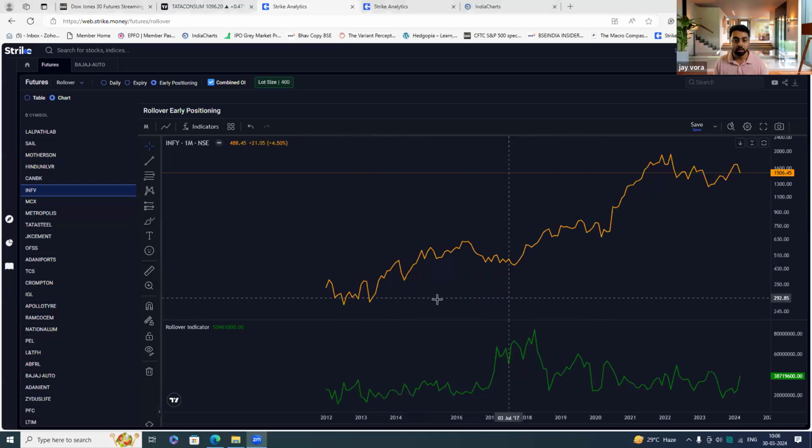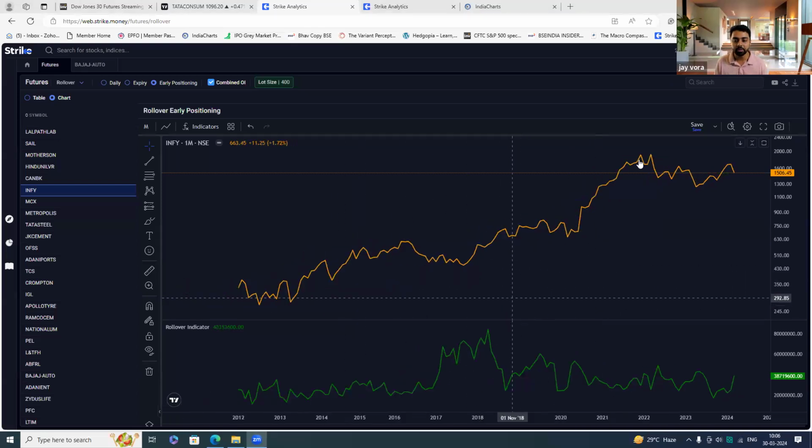Now, the way we have built this chart is that it is an expiry to expiry chart. So if you're seeing this minus 10%, that is the decline that we are showing. So it is basically this point. And at the bottom, what you see is rollover, meaning the starting open interest at the new expiry.